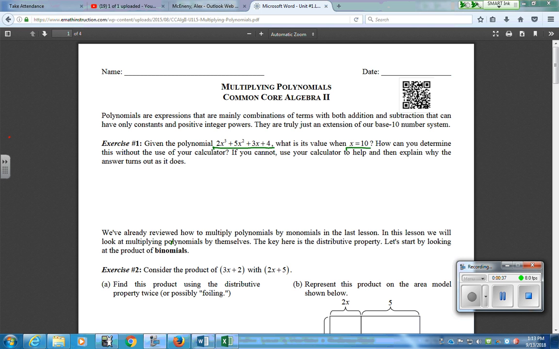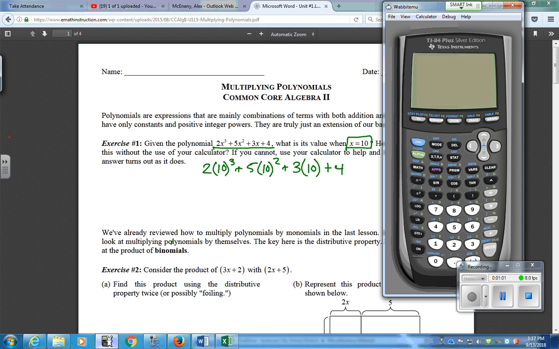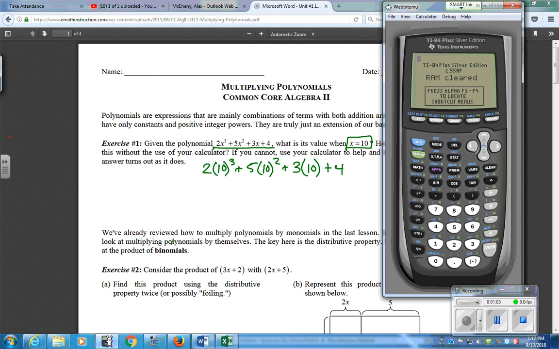Now, for the first exercise, they're asking us to take this polynomial and figure out what it's going to be when x equals 10. So you would just go ahead and substitute in 10 anywhere you see an x. So now going ahead and taking the calculator and typing that expression in. And again, you're going to type it in exactly as it looks.